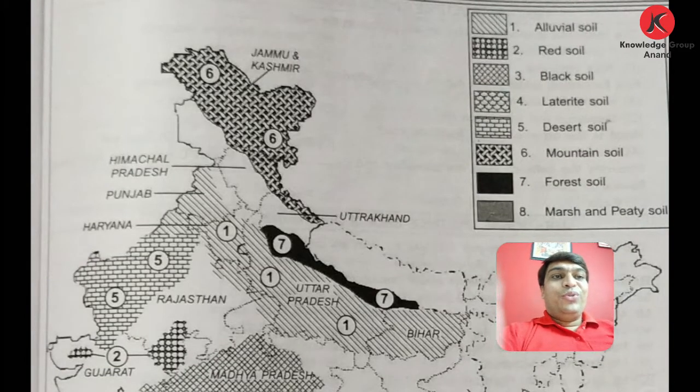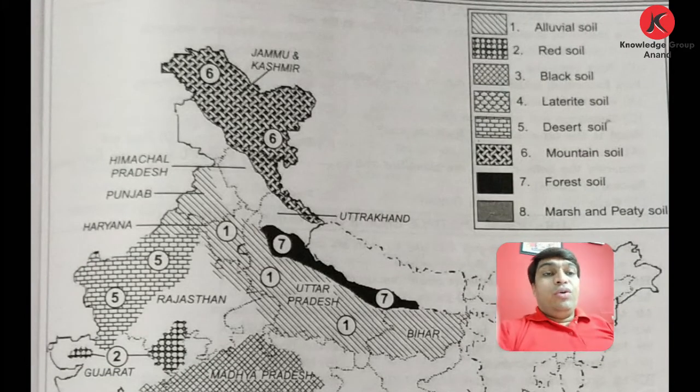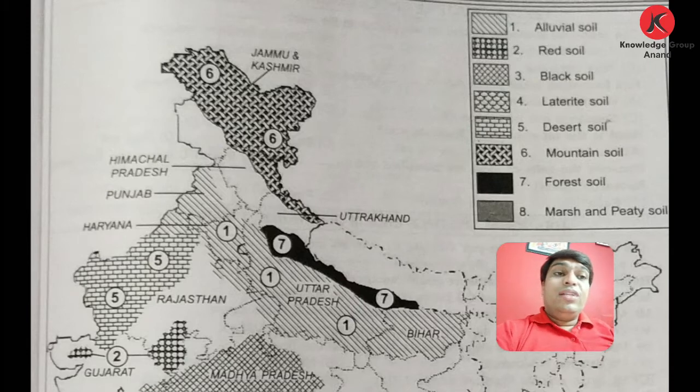Hello friends, today we are going to learn about the map work of chapter number 8, natural resources, types of soil. Friends, as we discussed in the previous lecture, in the basics of map work, how we can identify the location in the types of soil. We discussed that while doing the map work, we need to take care that in some regions we have to show the whole state, like it is shown in the types of soil.